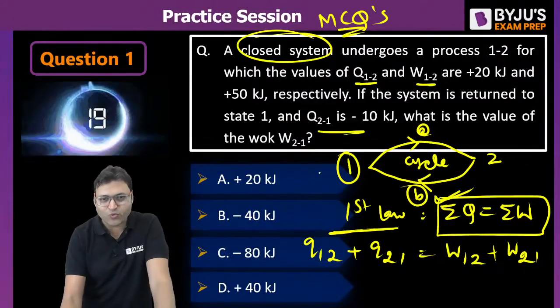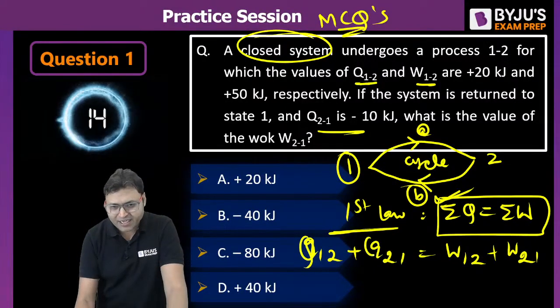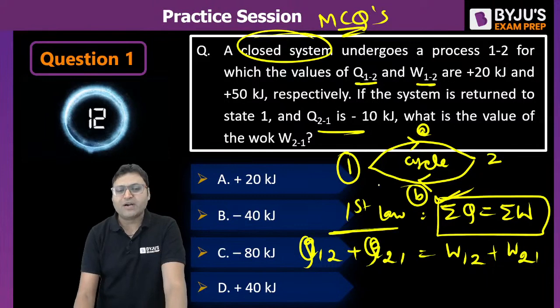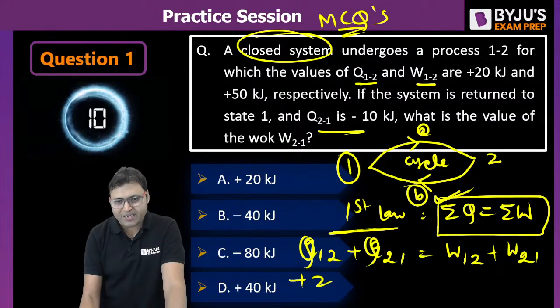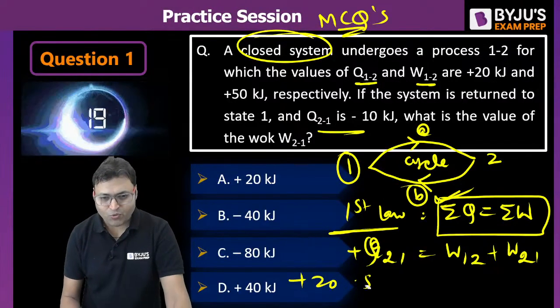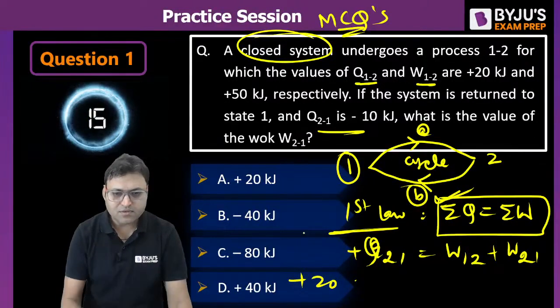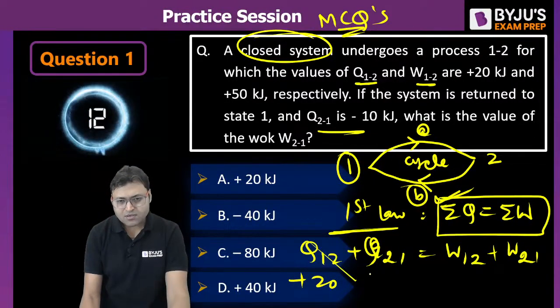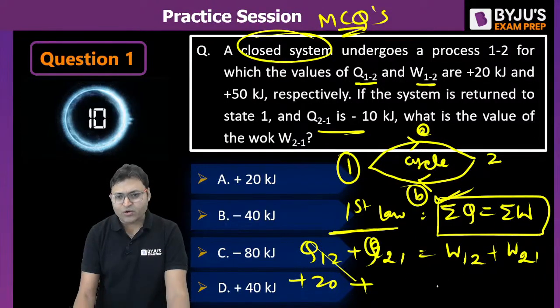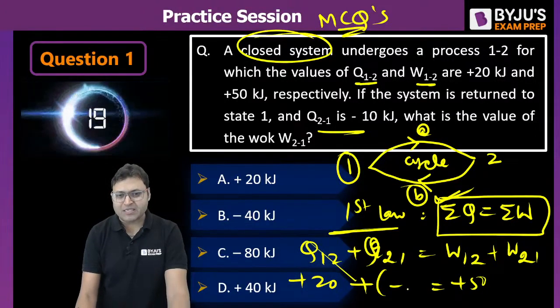Very simple question. Q1 to 2 is given as, it is not the heat transfer rate, let me call it capital Q. Q1 to 2 is given as plus 20. All the parameters must be used with sign, and W1 to 2 is given as plus 50 and Q2 to 1 is given as minus 10.